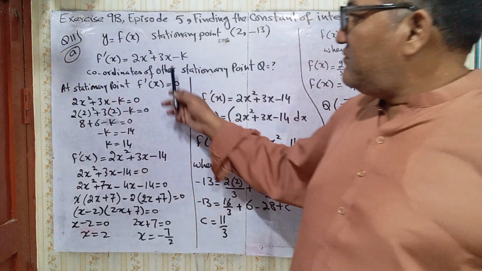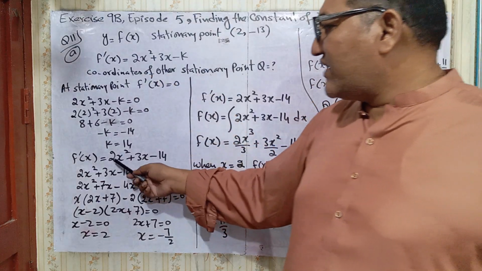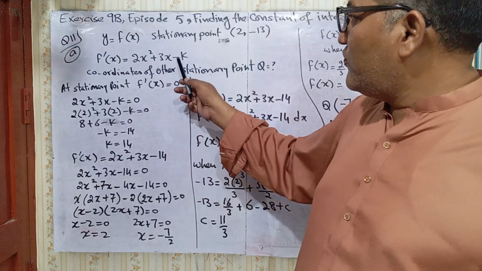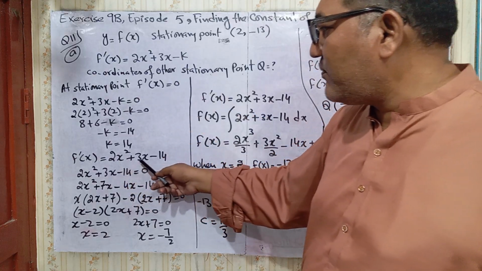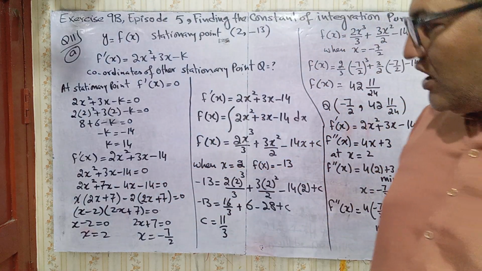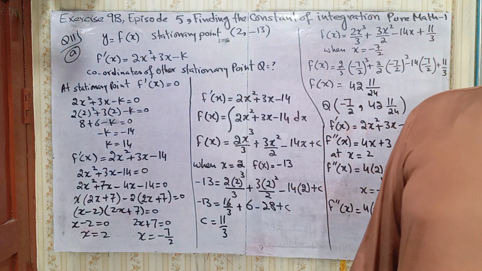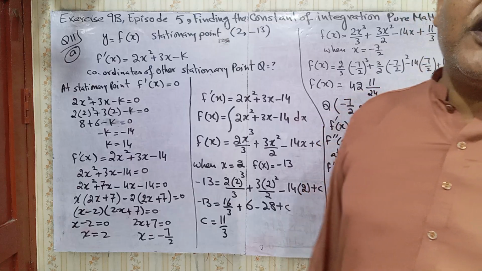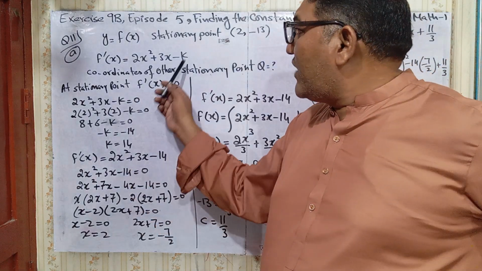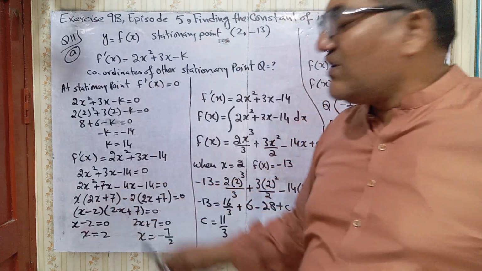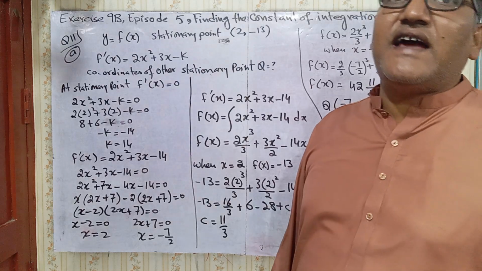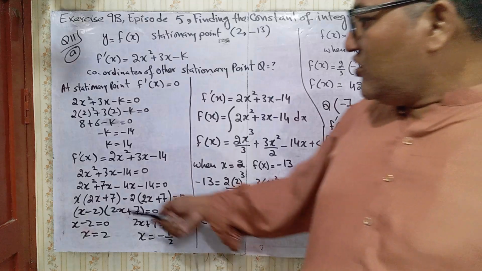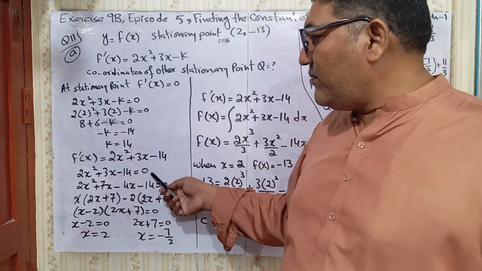Now, in the expression 2x² + 3x - k, k is positive 14, so you put the k value here, and you will have 2x² + 3x - 14. Now, I want to find the x coordinate of the other stationary point, and he called that point Q. So now I know the k value, so I will make this derivative equal to 0, because at the stationary point the derivative is equal to 0. So 2x² + 3x - 14 will be equal to 0.